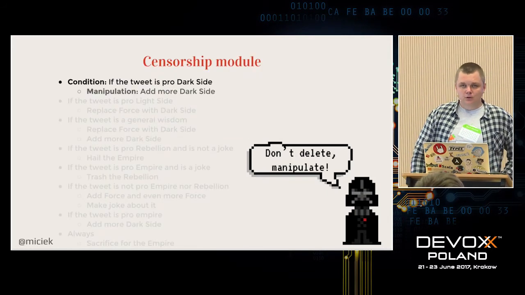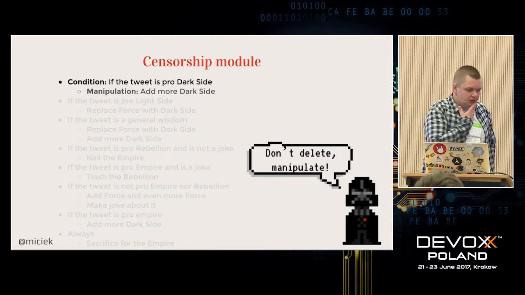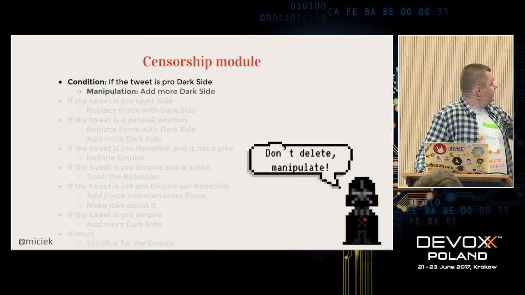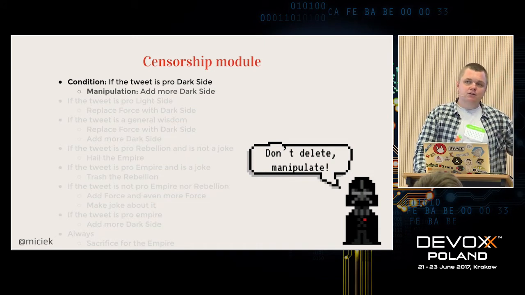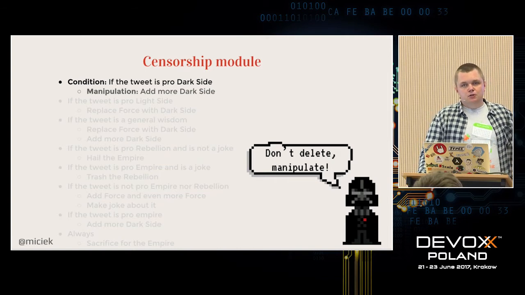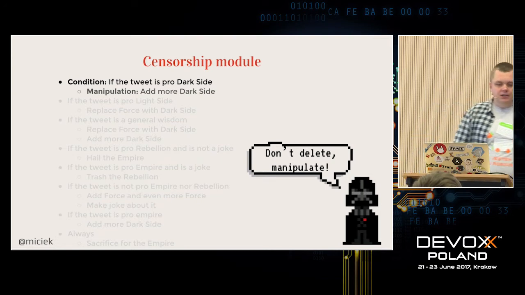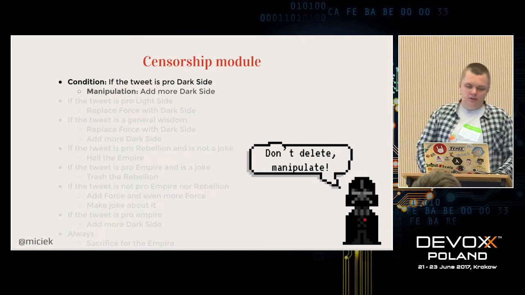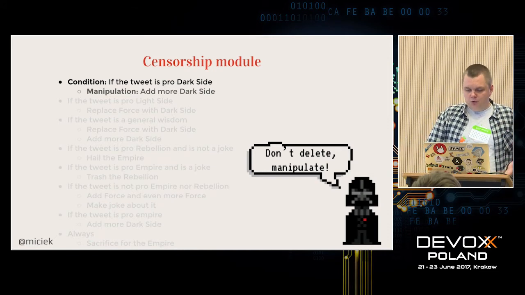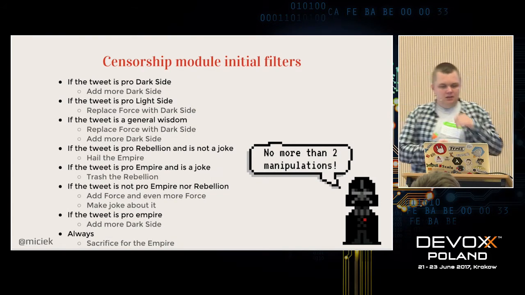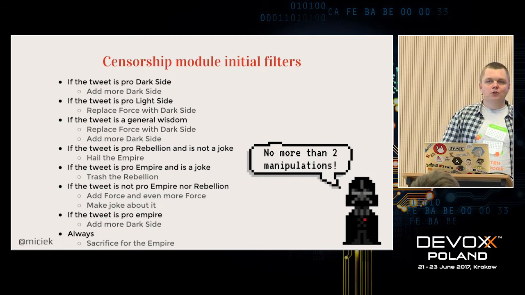This feature is called the censorship module. In order to make Twitter less political, we need to include a censorship module. The user provided us with a list of filters, and each filter consists of a condition. Each tweet will need to satisfy this condition in order to be manipulated. Then there is the manipulation algorithm: if the tweet is pro-dark side, this is the condition, and the manipulation is that we need to add more dark side to it. We don't want to delete it, just manipulate it. There is an initial list, which is not very important. The most important thing is that there should be no more than 2 manipulations done for one tweet.